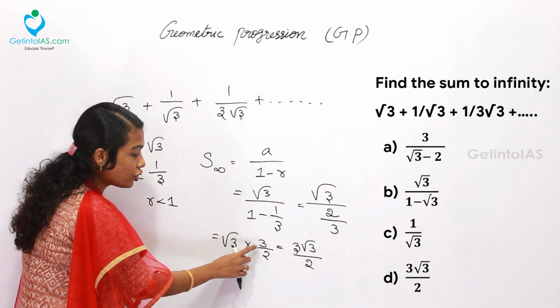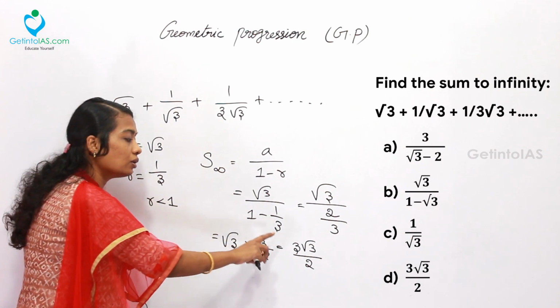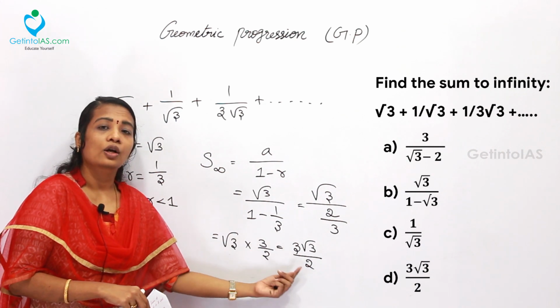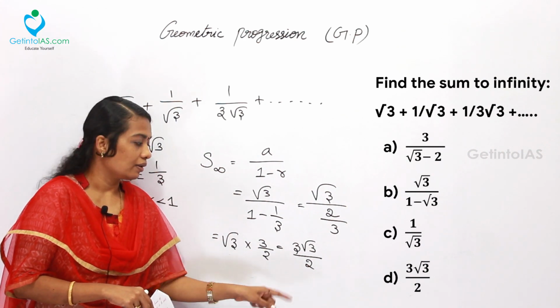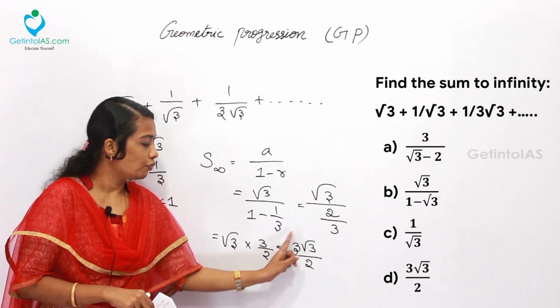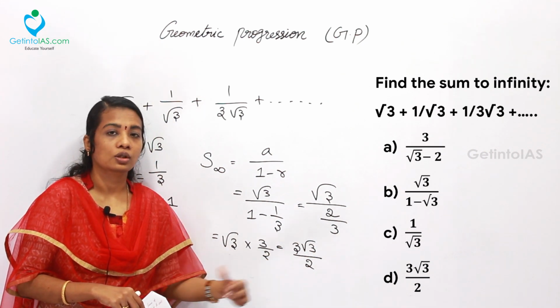Here usually root 3 into 3 or 3 into root 3 are both going to be the same, but in the mathematical rule usually we write the whole number first, the irrational number next. Thus followed. So 3 root 3 by 2 is the correct answer.